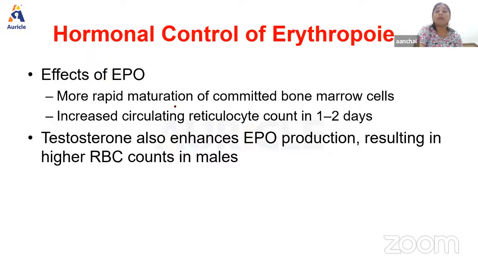Then what are the effects of erythropoietin? Okay, more rapid maturation of committed bone marrow cells, and an increase in circulating reticulocyte count in 1 to 2 days. Testosterone also helps enhance erythropoietin production, resulting in a higher RBC count in males.